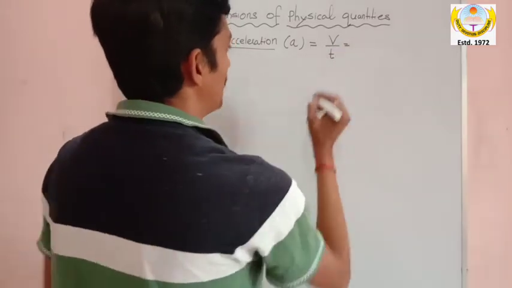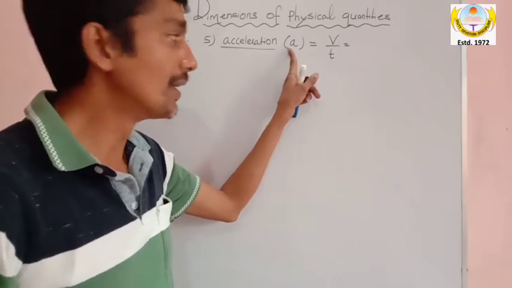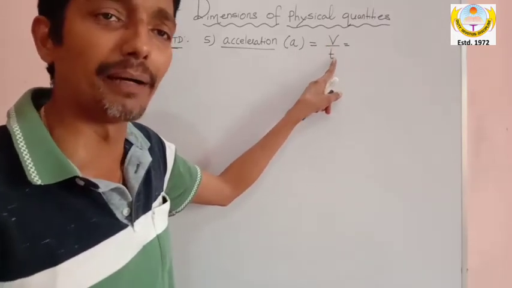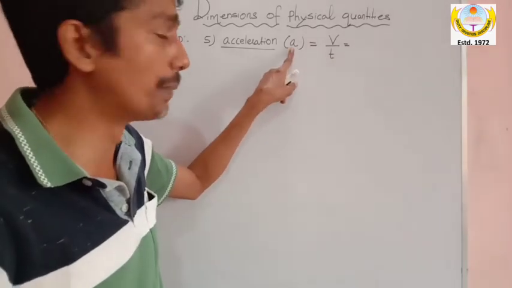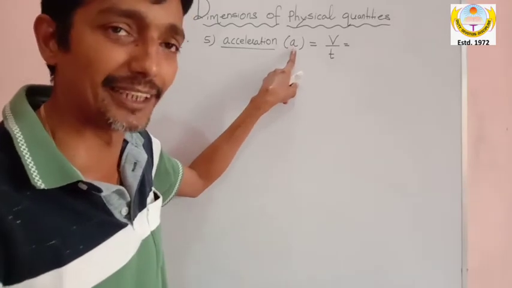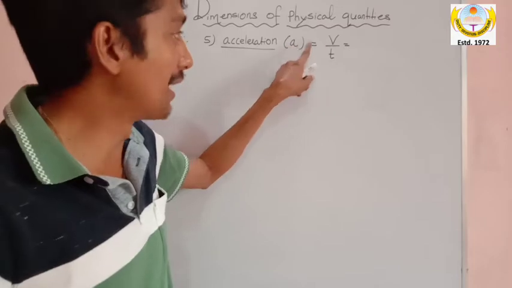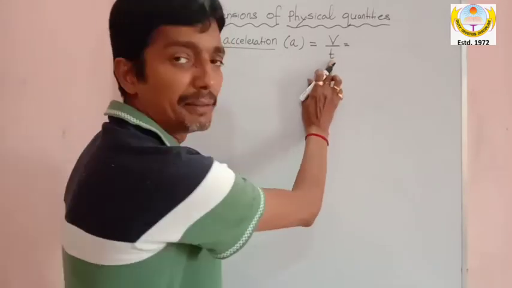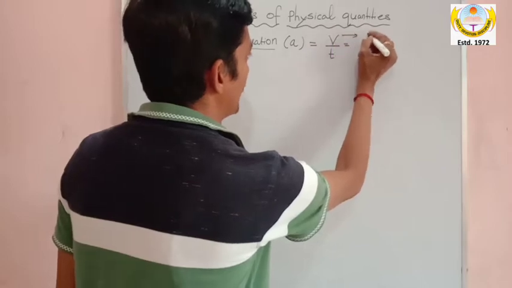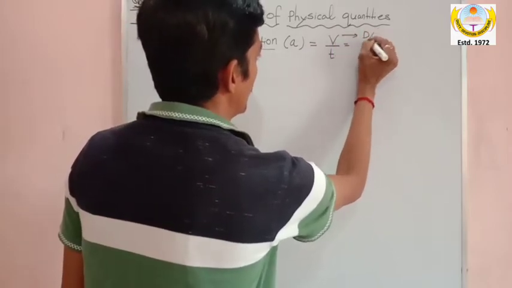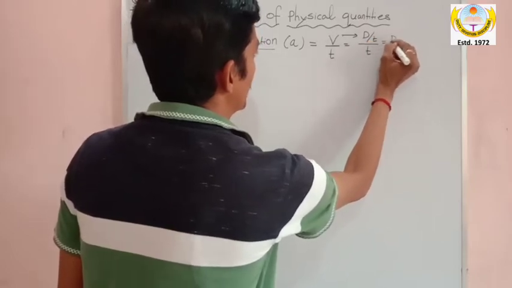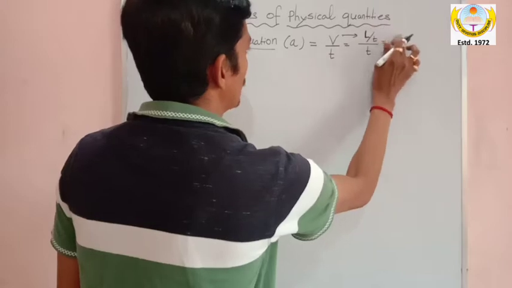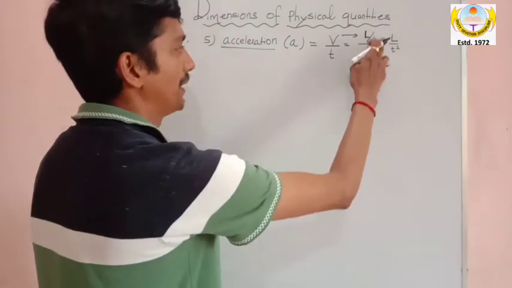Acceleration is the derived quantity. On the right side of the formula, velocity V is a derived quantity, and time t is a fundamental quantity. As I told you in my earlier video, you break the derived quantity till you get the fundamental quantities on the right side. So I will break the velocity in terms of distance upon time. Distance upon time upon time becomes distance upon time square, and distance can be written as L. So this becomes L by T into T, which is L by T square.